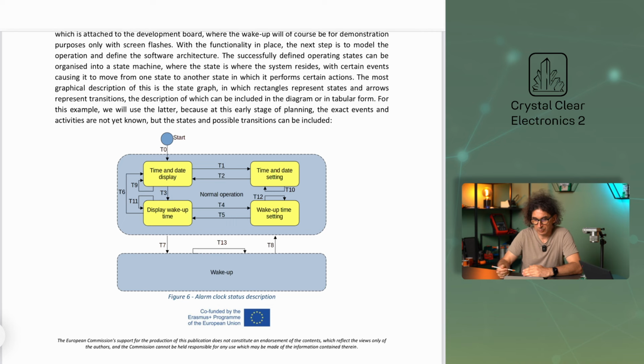For this example, we will use the latter because at this early stage of planning, the exact events and activities are not yet known, but the states and possible transitions can be defined. You may notice that the states are not defined on the same level, which is because the wake up is a special state as you can get there from any other state. If we had defined the states at the same level, we would have obtained a much more complicated graph. To avoid this, we've grouped the states together so that the blue rectangles represent the main states and the yellow ones the sub-states.